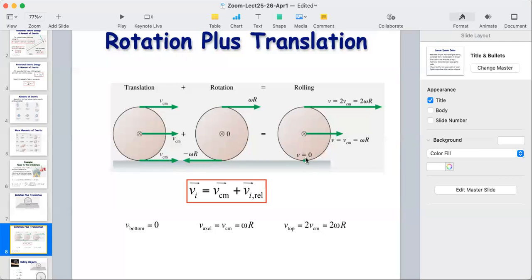If you look at this, it looks like it is just a rotation about a point. You can consider it as a rotation around an axis at the point where the wheel is touching the floor. So it's like it is rotating around this point, essentially.